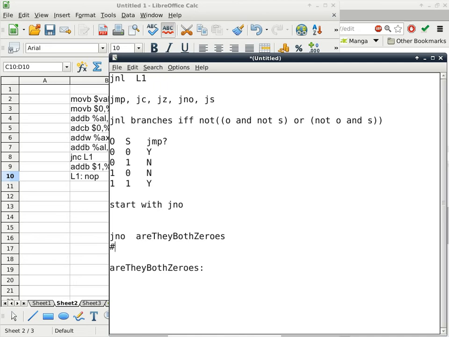If JNO did not branch, it is set. Okay, very good. So here I should say, are they both set? And I am only allowed to use the 4 instructions that I can use here. So I can only use JS to perform, are they both set? Well, that's pretty easy because if I get to here, that means overflow is set already. If the sign flag is also set, then I can actually just branch to L1 right there. Is that making any sense?